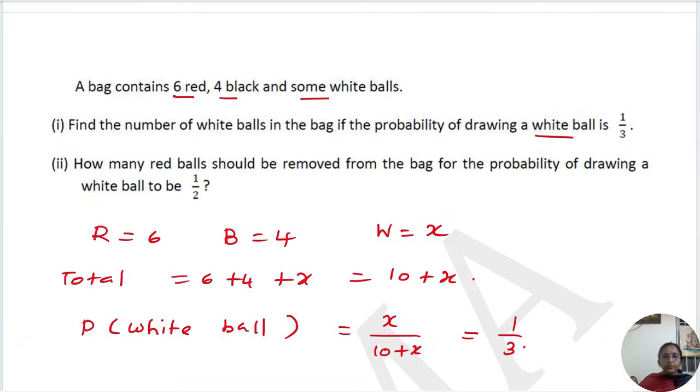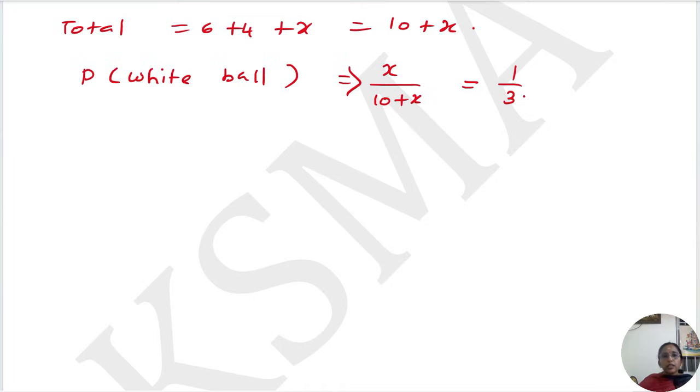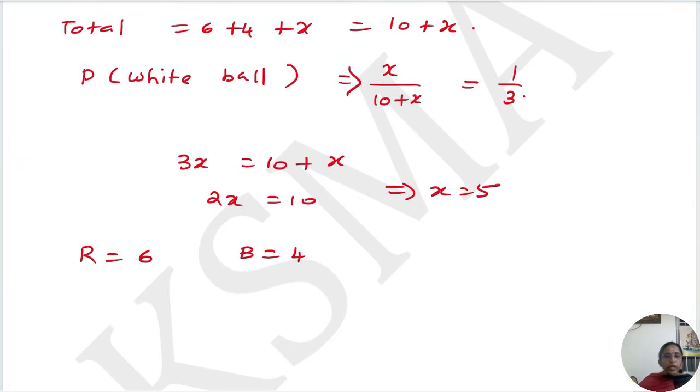Equate your data. So now do your cross multiplication. So 3x is equal to 10 plus x. So 2x is 10. So x is equal to 5. So x is nothing but our white. So we know now our red is equal to 6, black is 4 and our white is, we have identified, 5 in count.